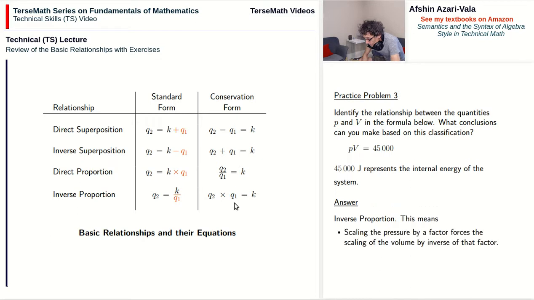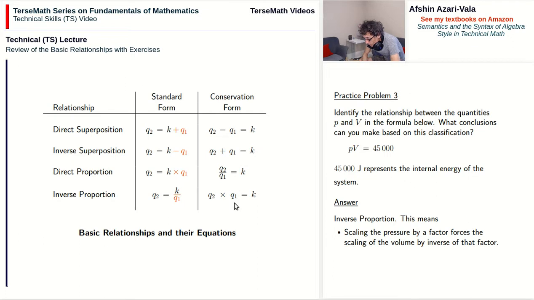The conclusions that we can make: scaling the pressure by a factor, that means multiplying the pressure by a number, forces the scaling of the volume by the inverse of that factor. That means that the volume gets divided by that number. So if you double the pressure, you divide the volume by 2. If you bring the pressure up to 3 times its value, then volume goes down to 1/3 of its value. 10 times the pressure, 1/10 of the volume.